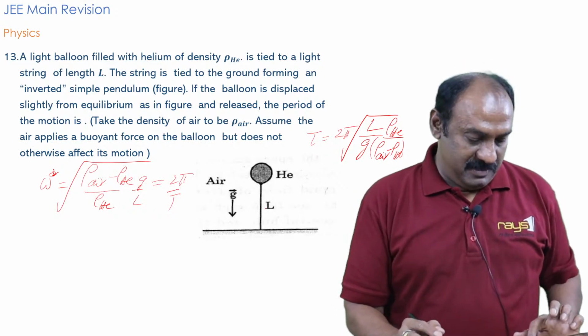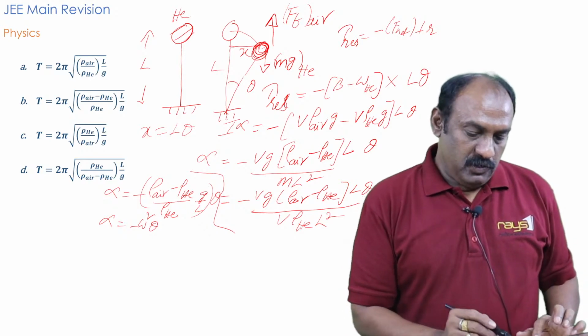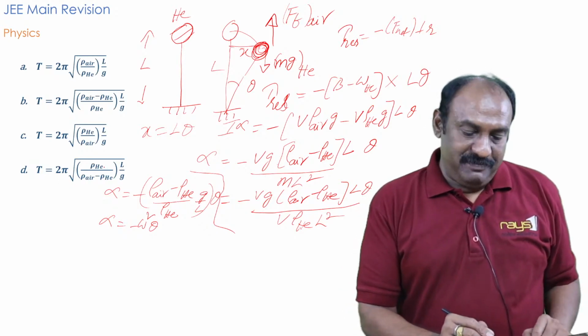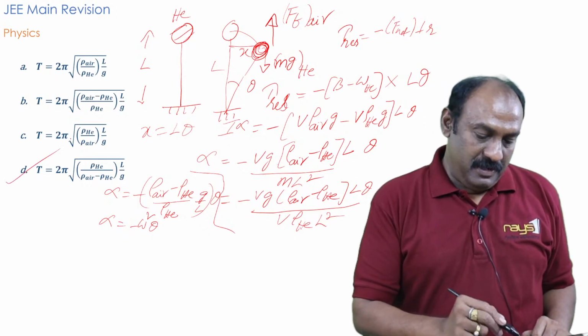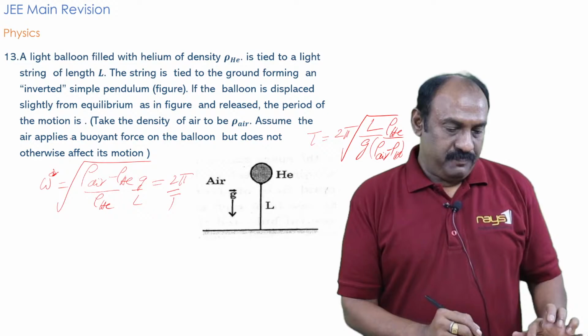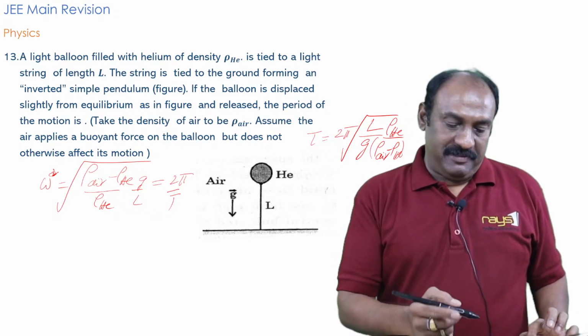See the options here. So 2 pi into root of density of the helium by density of the air minus density of the helium into L by g is the answer for question number 13. So it is another standard model question.